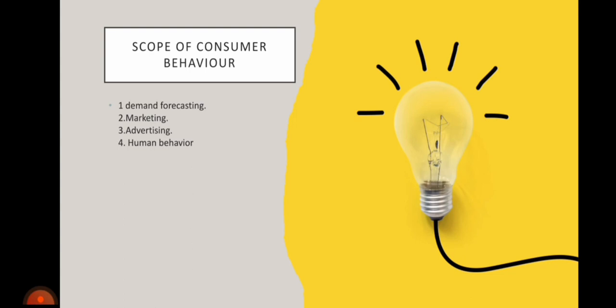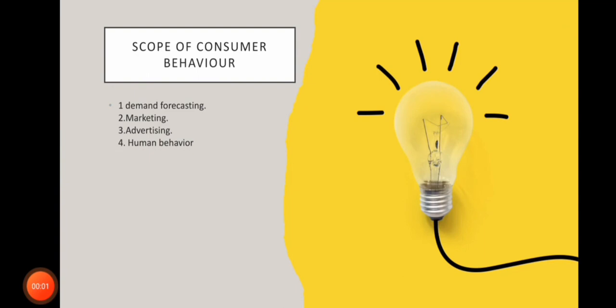Similarly, advertising is another important scope of consumer behavior. Advertising. Different consumers may have different opinions and reactions to a certain form of advertisement. Correct advertisement can target more and more consumers and demand can be increased.